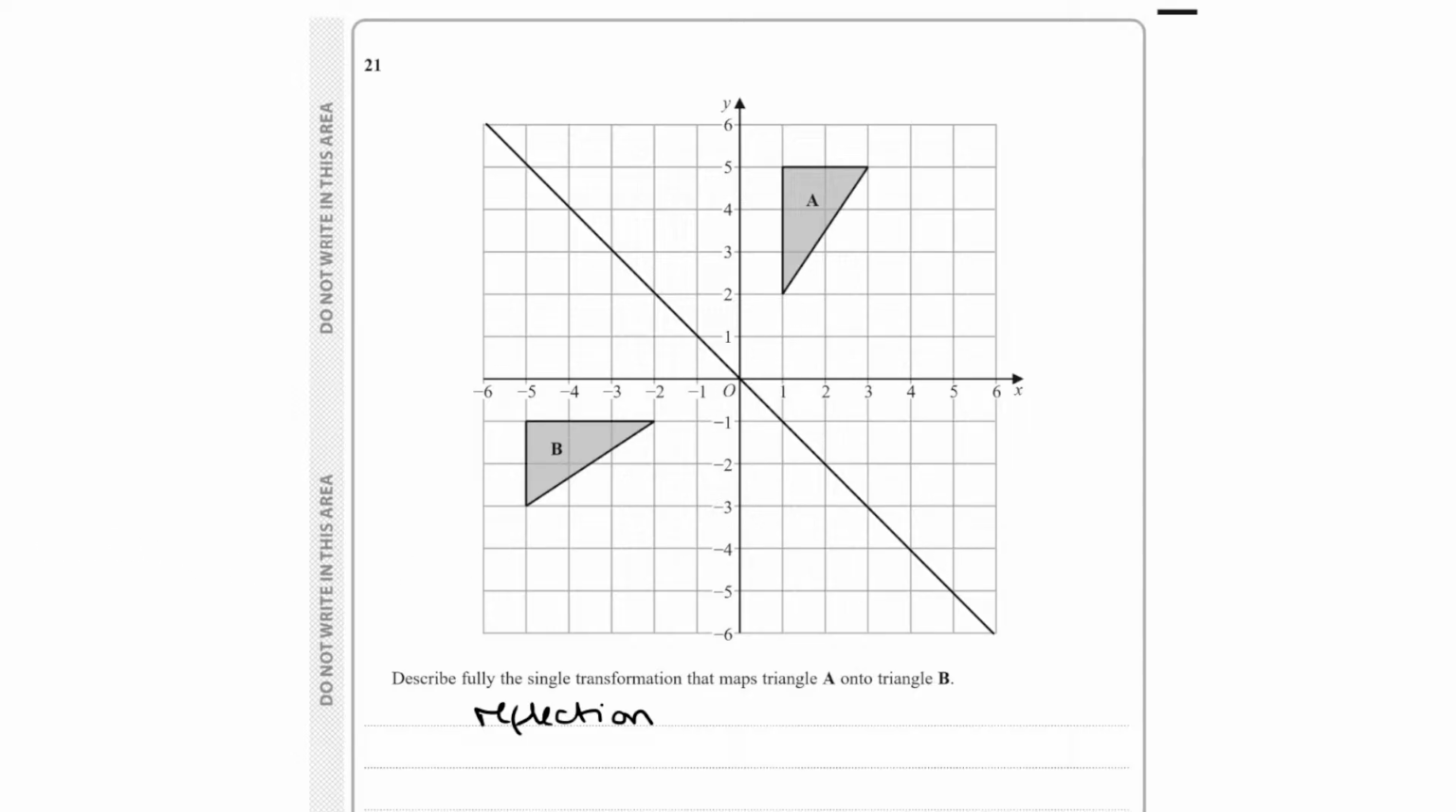So that line, we have to write the equation for. That is the y is equal to -x line. Because if you look at every value of y, let's say +1, so 1 is -x, -1, 2, -2, 3, -3, and so on. So reflection in the line y is -x. There's nothing else we can really say, so that's a mark for each of those words, isn't it?